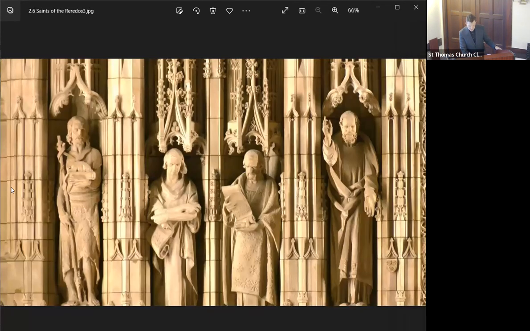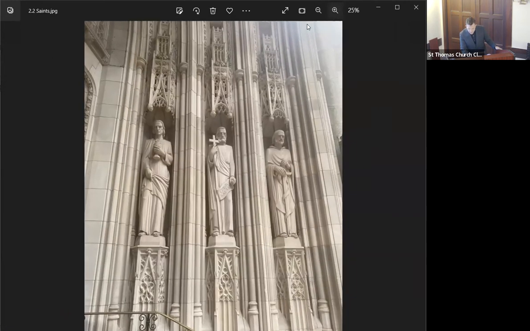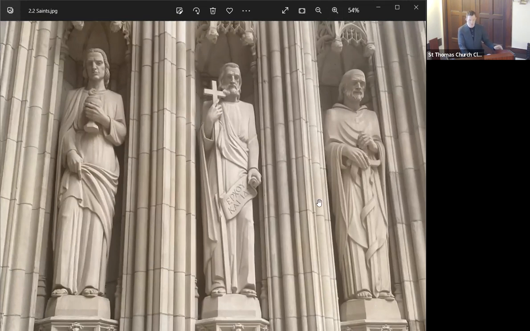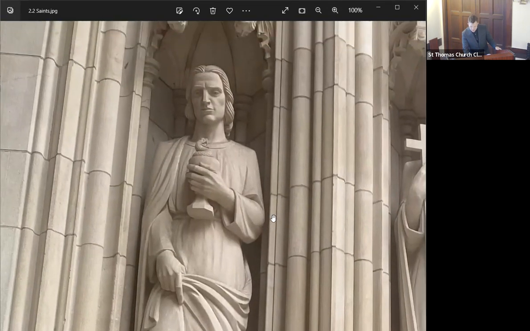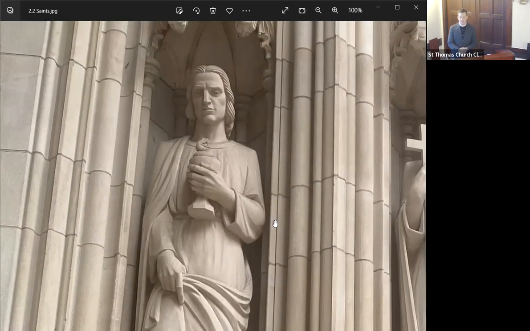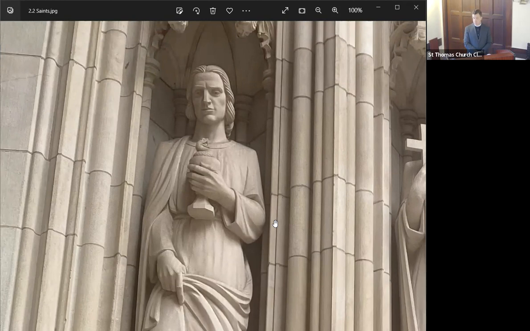Let's look closely and see who we see here. Who is on the left? If people guess who this is, they get a gold star. Ooh, he's got a chalice, and that chalice has a snake, a viper, a poisonous snake, in it. Is it a doctor? Well, it's not a doctor.